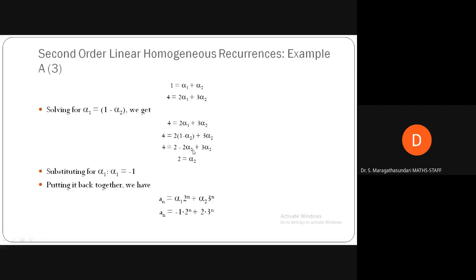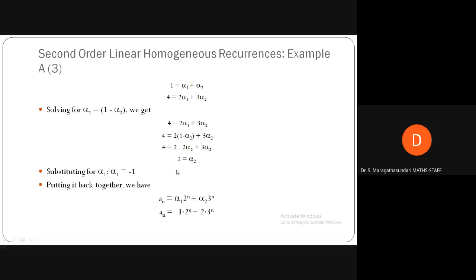Solving for alpha 1 and alpha 2. Just solve these two equations. Okay. When you solve these two equations, I'm getting alpha 1 equal to minus 1 and alpha 2 equal to 2.